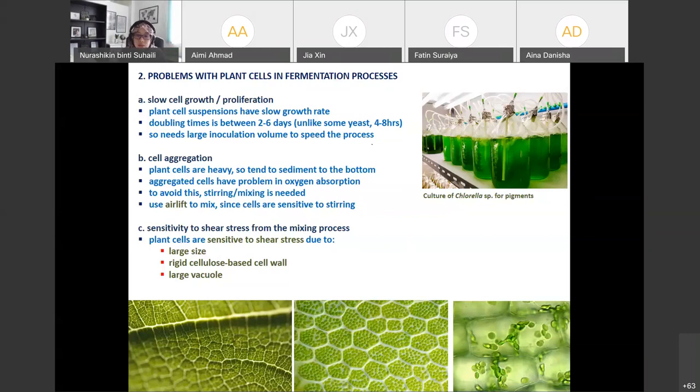So why is slow cell growth a problem for plant cells? Because the growth is slow, it takes a longer time, maybe 1 month for all the phases to be completed. And what is actually the problem with that long period? If let's say 1 month is considered perfect growth, and you have contamination in the middle of that period, let's say after 15 days, you have to discard all the cultures and start from day one again. That is the tedious part of cultivating higher organisms, because they need a longer time to grow.